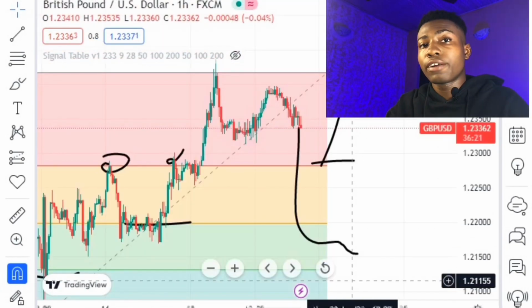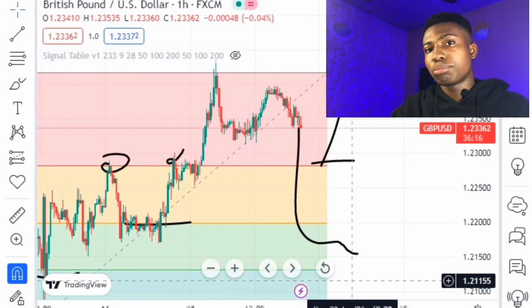Now let's go into another time frame and another scenario so I can show you guys really how to place this Fibonacci retracement tool.